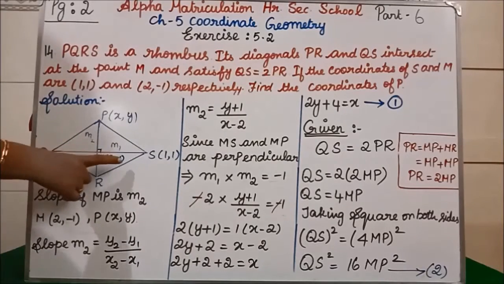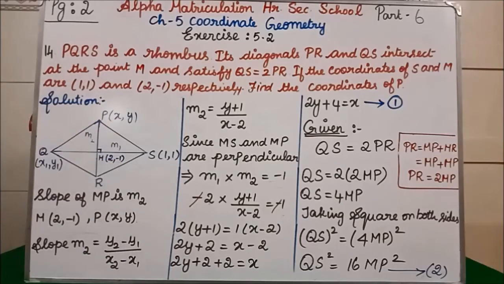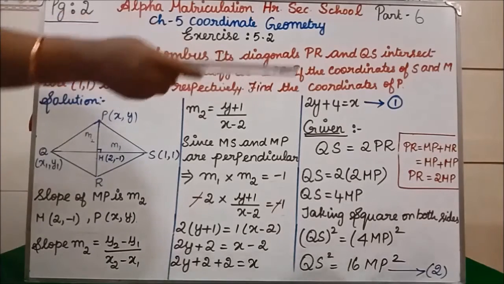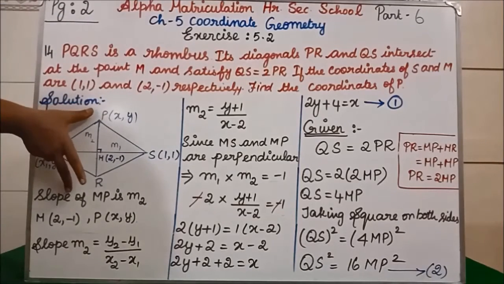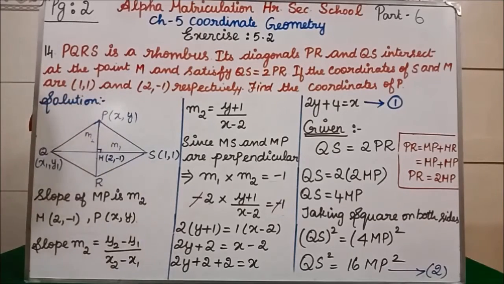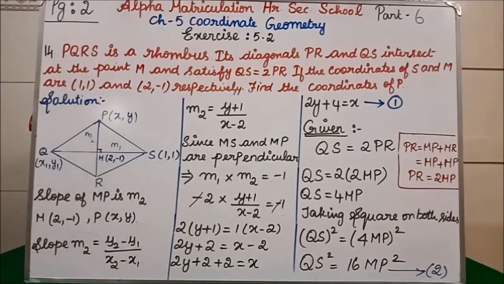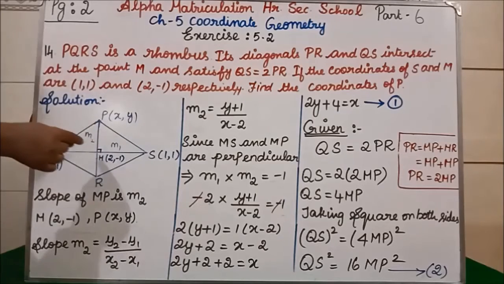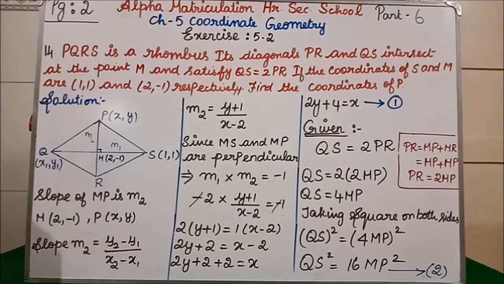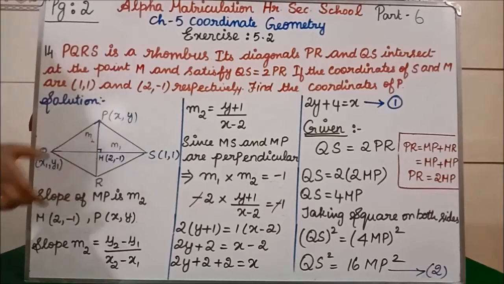So what they are saying in the question is that the QS length is equal to 2 times PR. But if you see in the box what I have written, this full length PR, how can we write it? PM plus MR we can write, isn't it? This full length PR we can write as PM plus MR. Here, I have told you in a rhombus the diagonals bisect at right angle, isn't it? Which means what? It will bisect at the midpoint only. So whatever value you get for PM, the same value you will get for MR also.